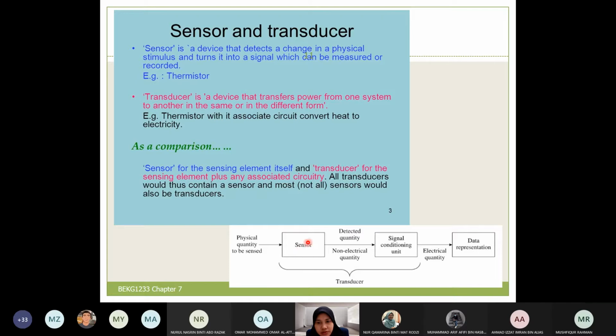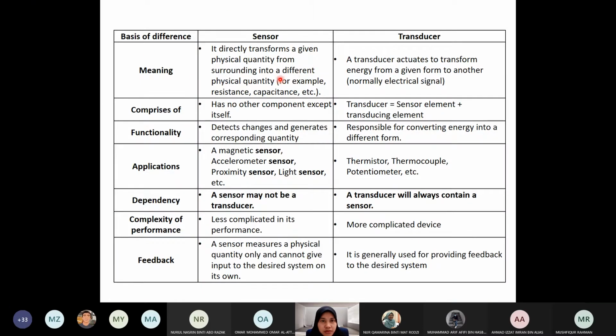Okay, so a transducer system consists of a sensor. This is the difference between sensor and transducer in terms of definition. A sensor directly transforms a given quantity from the surroundings into a different physical quantity, for example, resistor, capacitor, and so on. A transducer actuates to transform energy from a given form to another.